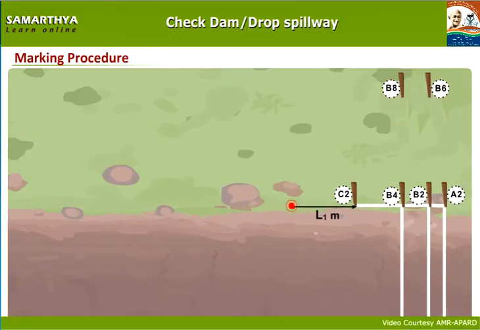From C2, at a distance of L1, fix a wooden pole and mark it as D2. From D2, at a distance of 0.30 meters, fix a wooden pole and mark it as E2. From E2, at a distance of 2 meters, fix a wooden pole and mark it as F2. From F2, at a distance of 0.60 meters, fix a wooden pole and mark it as G2.